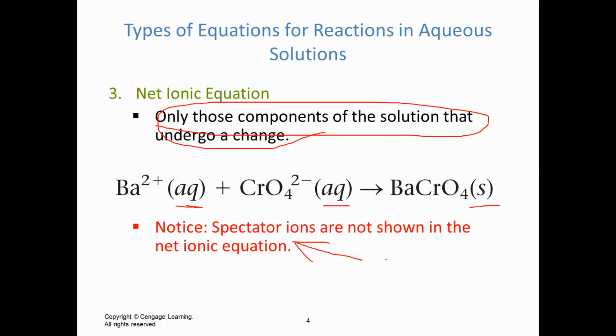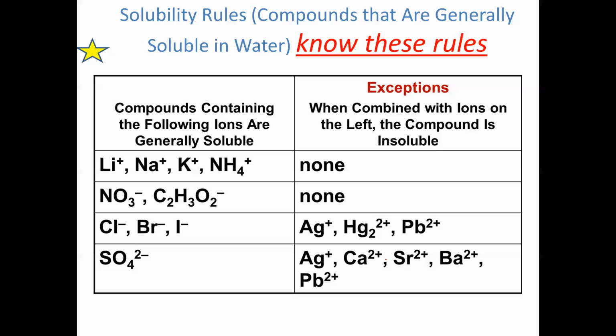All right, so moving on. Another thing you're going to need to be able to do is use the solubility rules. And so we have a set of rules right here that corresponds to which compounds are generally soluble. So anything containing lithium, sodium, potassium, or ammonium ions, any ionic compound with one of those four cations is going to be soluble. And there's no exceptions to this. So anything you see that has one of those four cations will always be soluble.